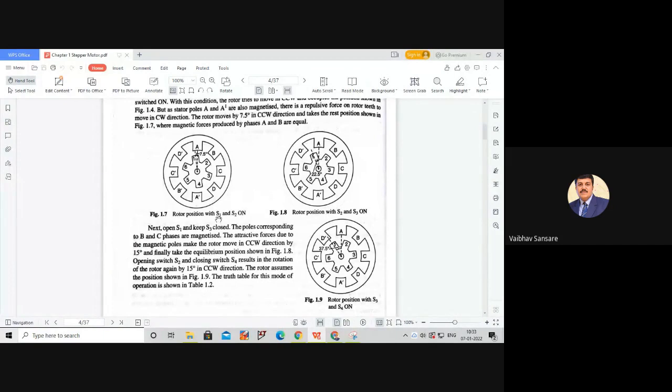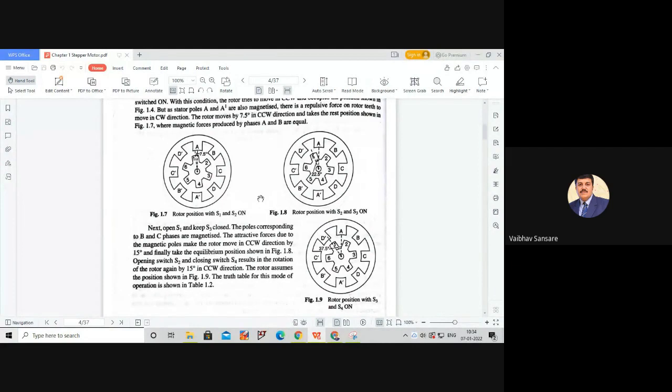So now the rotor position, when S2 and S3 are on, is at 15 degrees from its initial state with S1, S2 on. Both poles, or both coils, exert the same force in the same direction, and due to that force the rotor again tries to rotate by 15 degrees itself. So the rotor rotates by 15 degrees. Now the position is 22.5 degrees in the counterclockwise direction from its initial state.